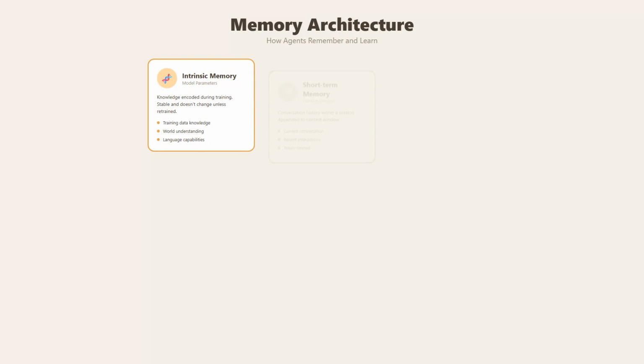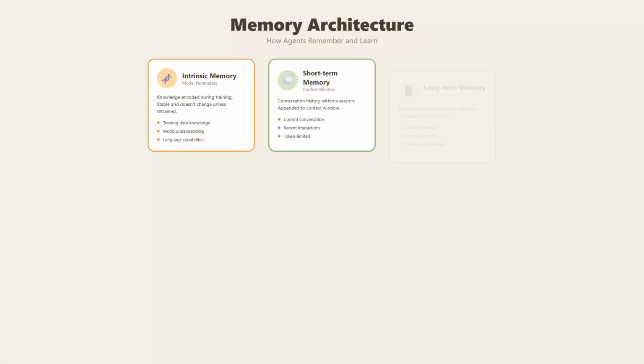Memory is what transforms a stateless language model into a persistent, capable agent. Let's understand the three types of memory in agentic systems. First, there's intrinsic memory. This is the knowledge encoded in the model's parameters during training. It's what the model knows about the world, language, and how to reason. This memory is stable and doesn't change unless you retrain the model. It's the foundation everything else builds upon.